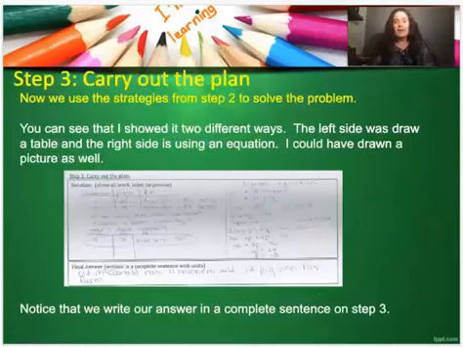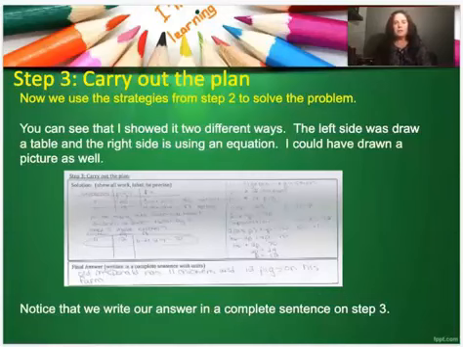Now on step 3, I'm going to do whatever I said in step 2. Notice that I showed mine in 2 different ways. On the left-hand side, I showed a table. So how many chickens, how many pigs, and then I showed how many feet they would have all together. And then I wrote little notes to myself about how I could narrow things down.